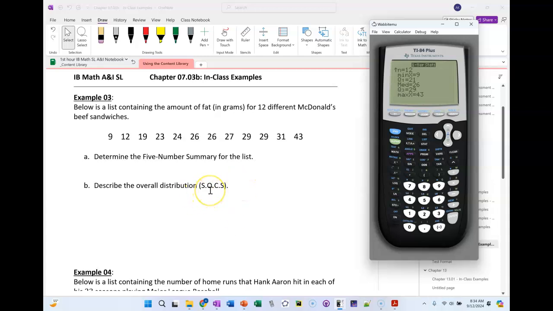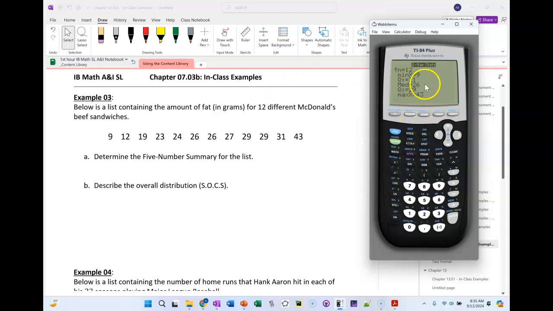What does the O stand for? Outliers. Do we have any outliers? Yes, so we have an outlier at 43. So symmetric distribution with outlier at 43. The C is the center. So we say the center is.